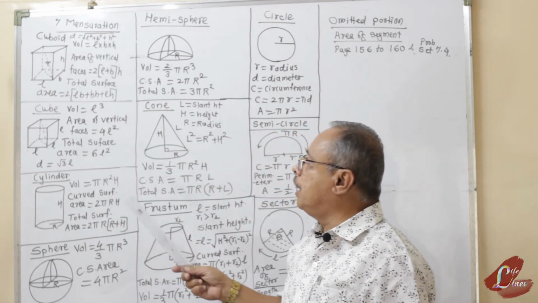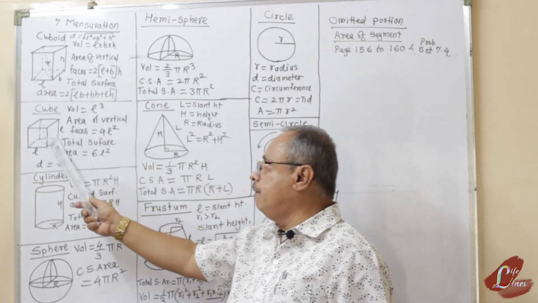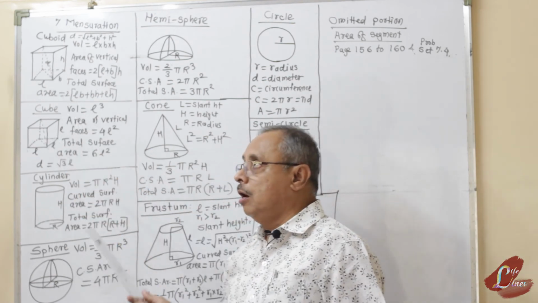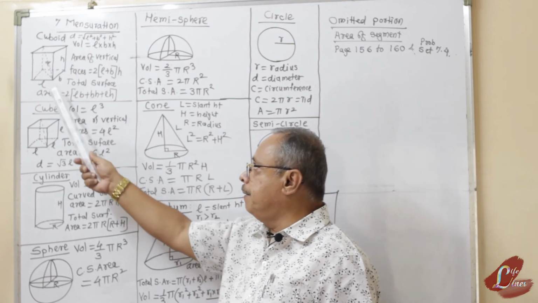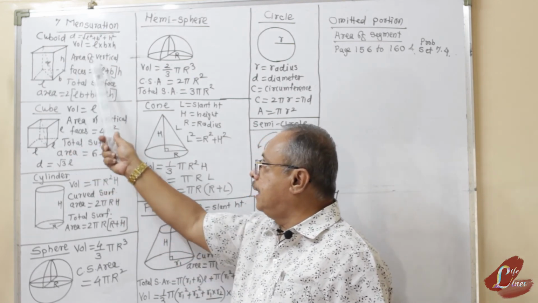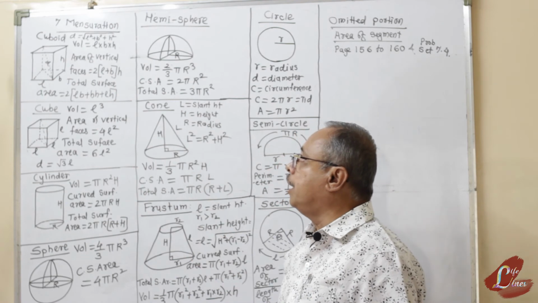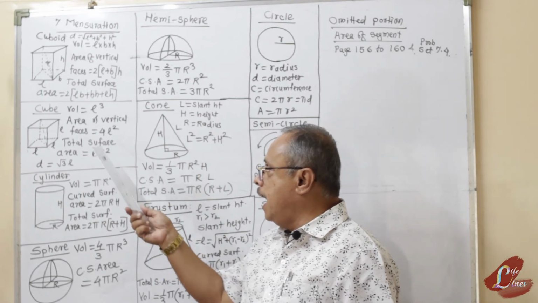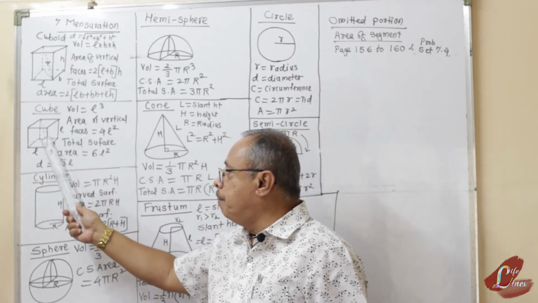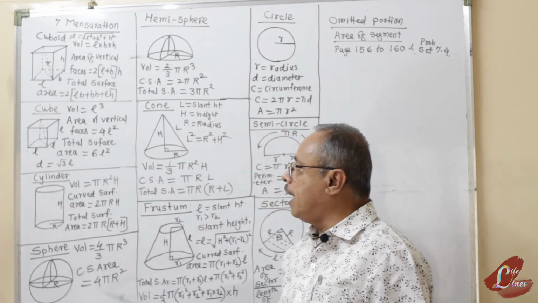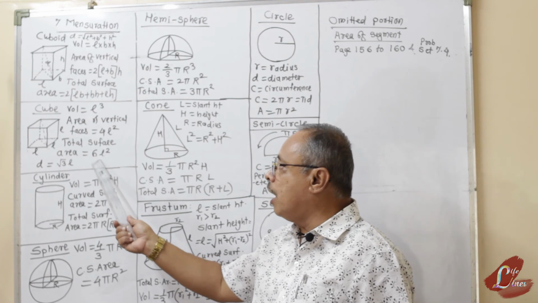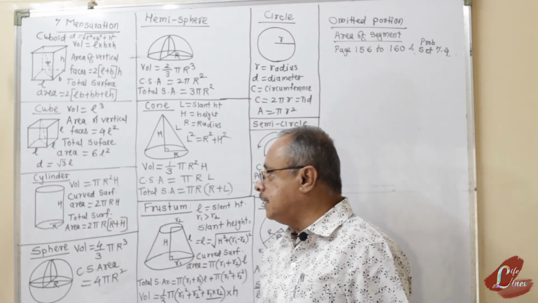To find out the area of vertical faces, if I want to find out the painting of the walls, that means in that case you have to use the formula area of vertical faces. And if I want to prepare a box like this, cuboid or cube, then I have to use the formula total surface area 6L square.